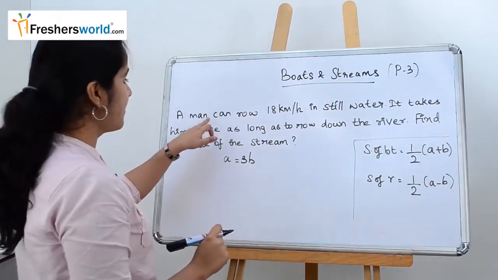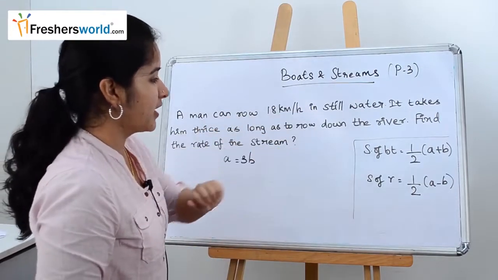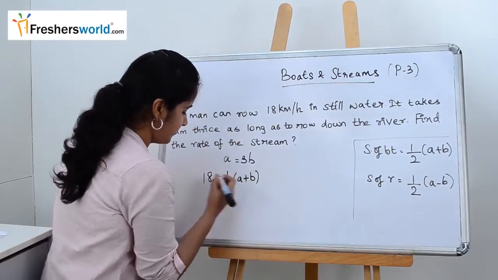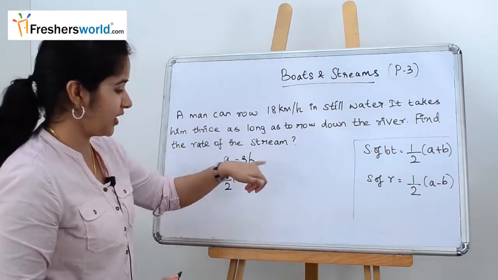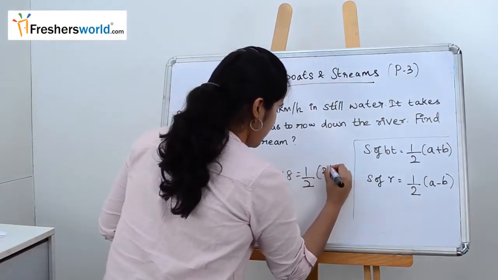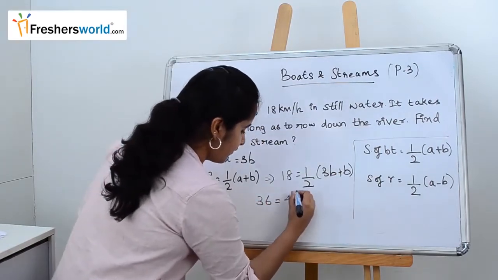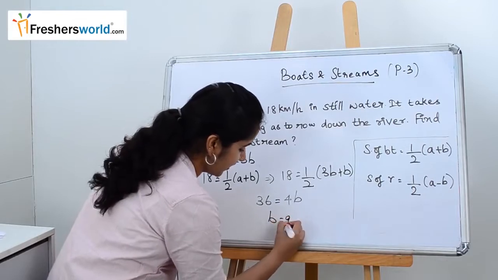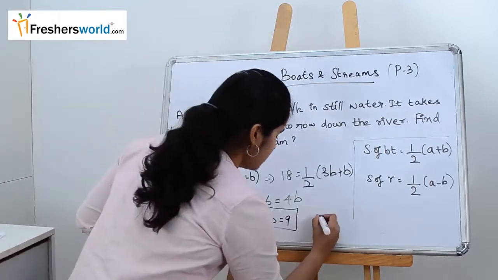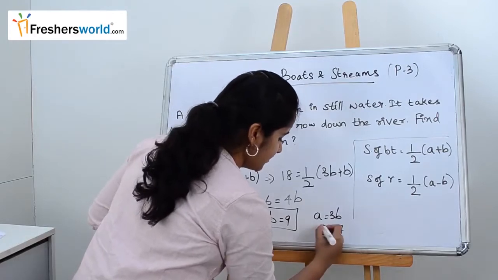What is the other thing they have given? A man can row at 18 kilometers per hour in still water. So speed of the boat is 18, half (a plus b). We know that a is equal to 3b, so let's substitute it here: half (3b plus b). Just cross multiply it, it becomes 36 equals 4b. So now we know that b is equal to 9. Now we have to find a. We know a is equal to 3b, so a is equal to 3 into b, which is 27.